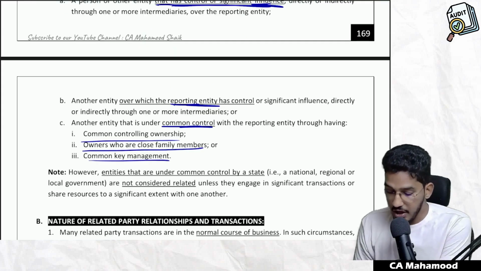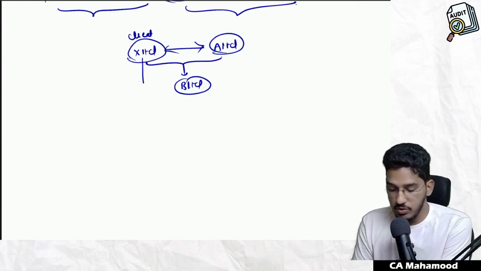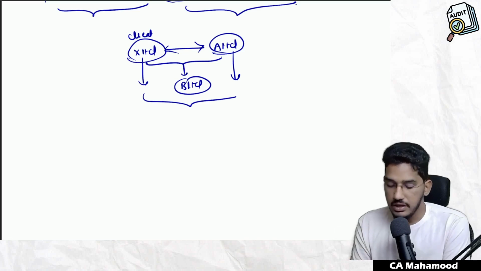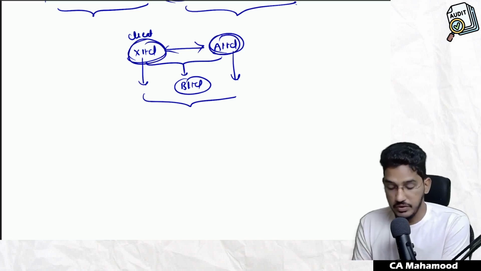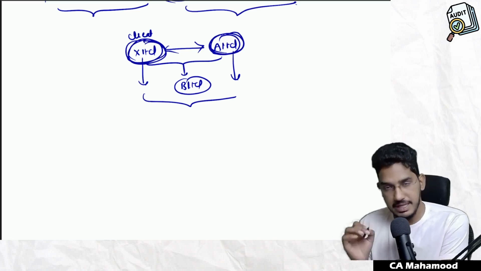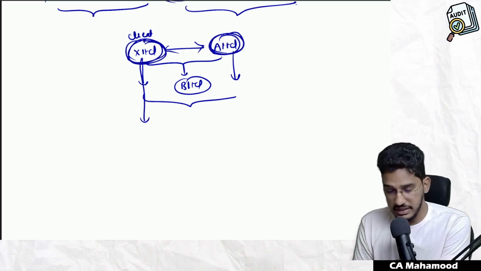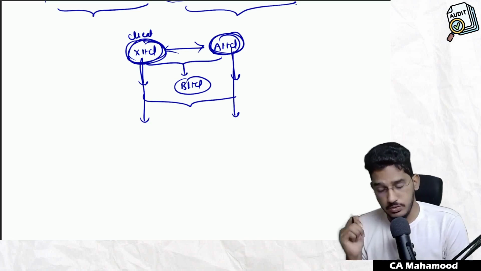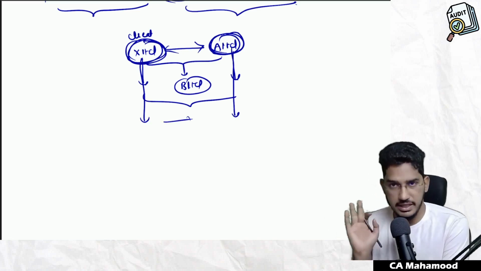One more thing they say, owners who are close family members. The owners of X Limited and the owner of A Limited, both are close family members. Then also we will treat both as related. Or the key management of X Limited and A Limited are the same. For example, whoever the directors of X Limited are, the same people are acting as directors of A Limited also. Then also we will call it related.